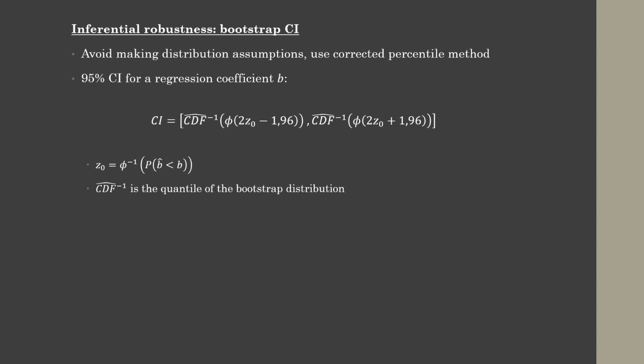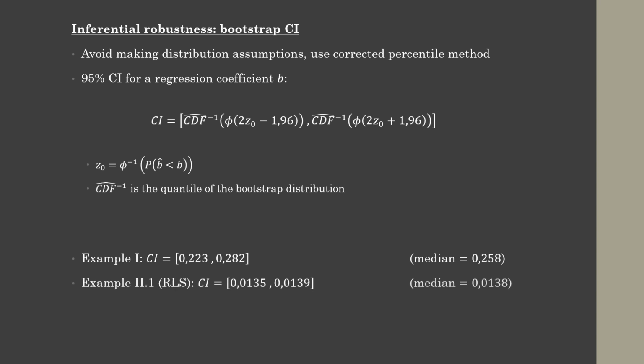Applying this robust inferential statistic to the examples, we obtain this interval for the first example. So the effect of math f on PLM is statistically significant. The same for the second example in RLS regression. The effect of age on DH17 is also significant, and this is consistent with data from the second example, but median regression.